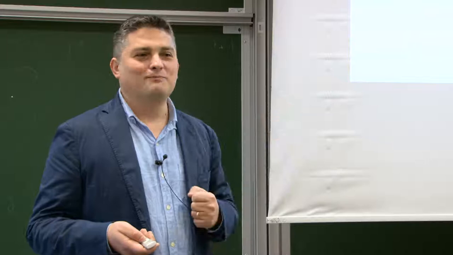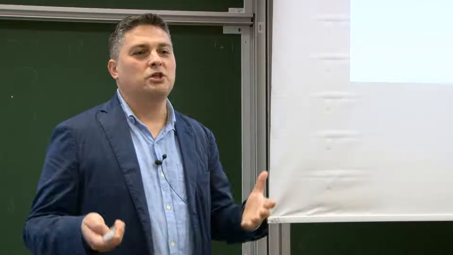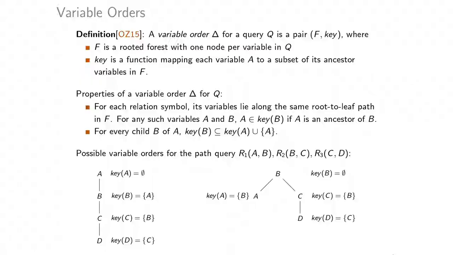In particular, this variable order gives rise to a natural variable elimination algorithm where you look at the very top and you eliminate the B first, right? Iterate over all the possible Bs you have. And for each B, you look in this branch for the A's and on the other branch for C's and D's. And that's it.